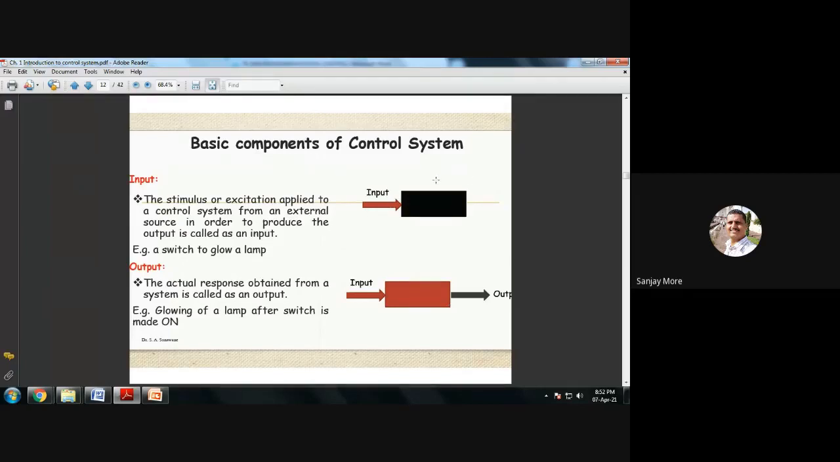Also draw this block diagram. Input. And the second, output: the actual response obtained from a system is called as output. For example, glowing a lamp after switch is made on.